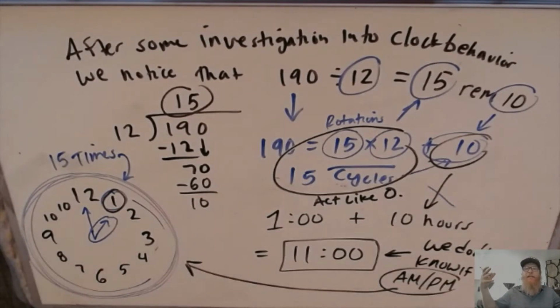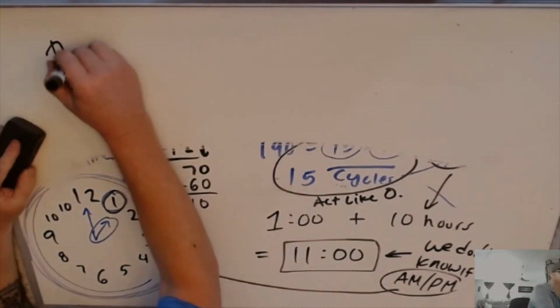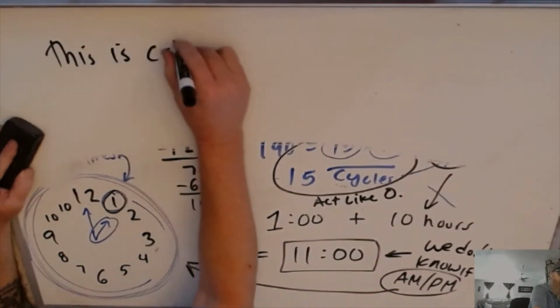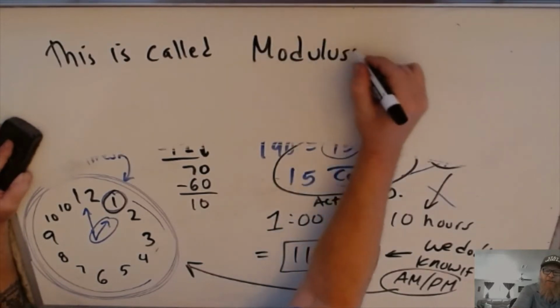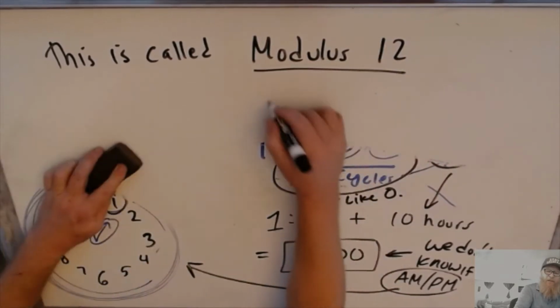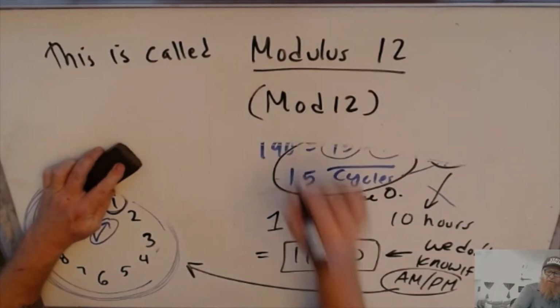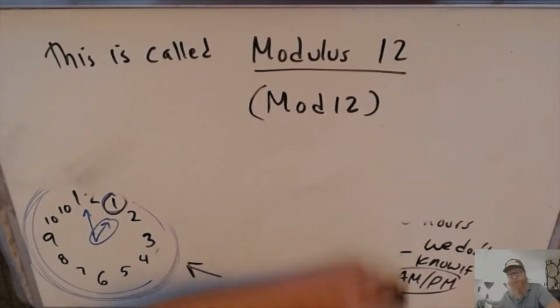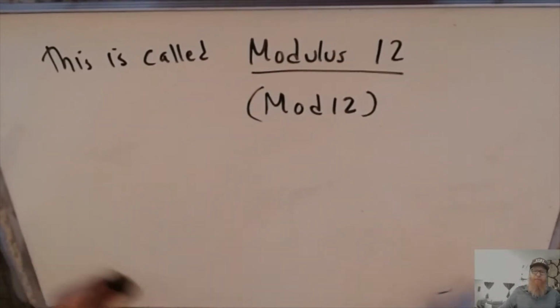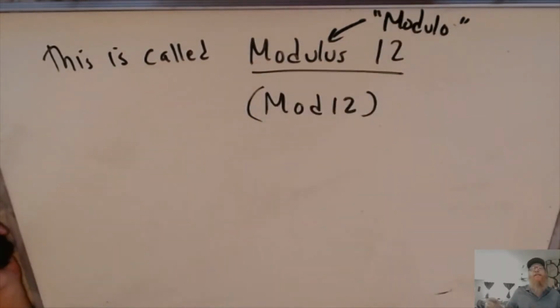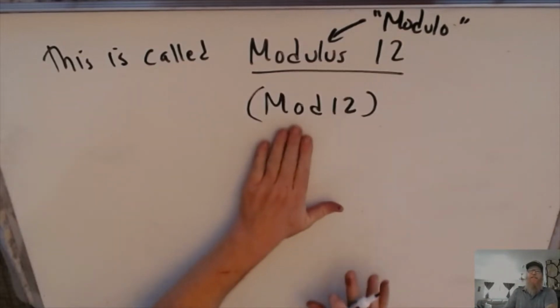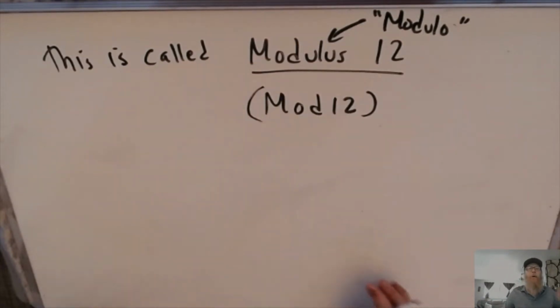So this is the motivating example for what we call clock arithmetic or modular arithmetic. So this is called modulo or modulus 12, abbreviated mod 12. Some people say modulo instead of modulus. It means the same thing. Everybody says it the same way. When we abbreviate it, we just say mod 12.